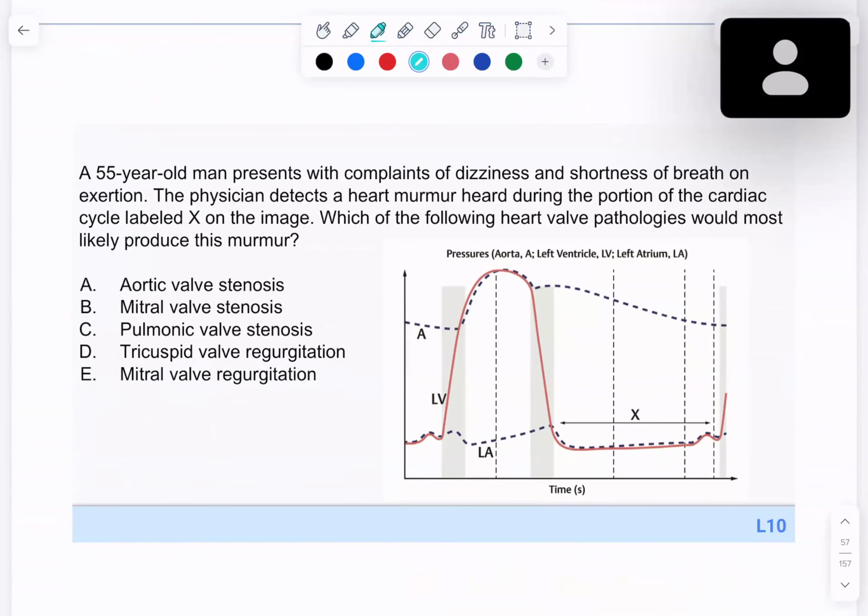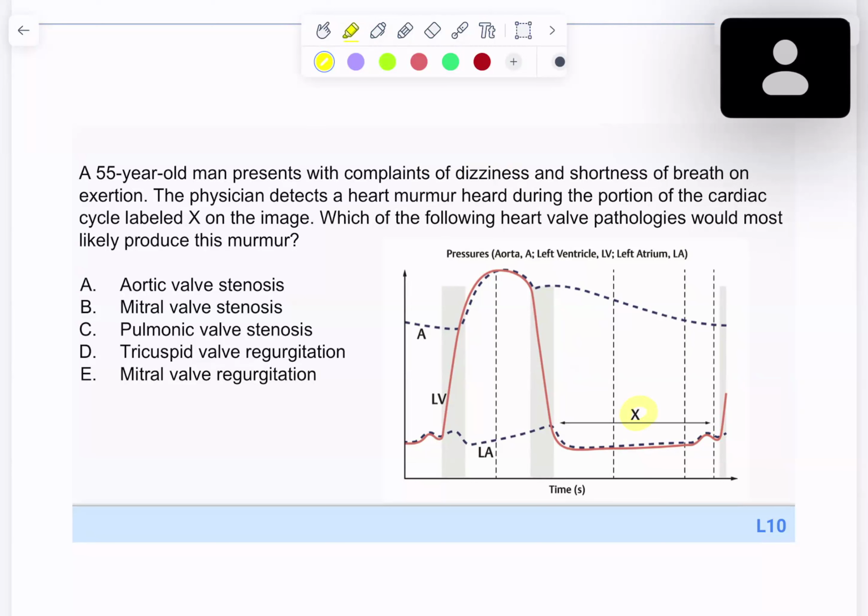So let's move on. A 55-year-old man presents with complaints of dizziness and shortness of breath on exertion. The physician detects a murmur heard during the portion of the cardiac cycle labeled X on the image. Which of the following heart valve pathologies would most likely produce this murmur? So when you're talking about murmurs, you want to know whether this murmur is a systolic or a diastolic murmur. Okay, I got one answer, which is A.